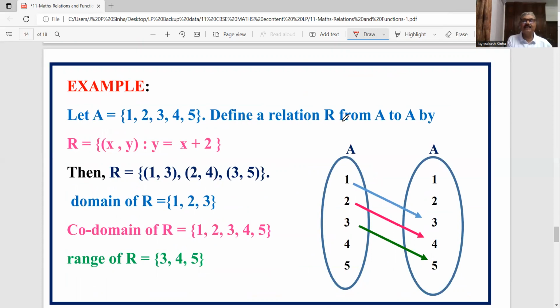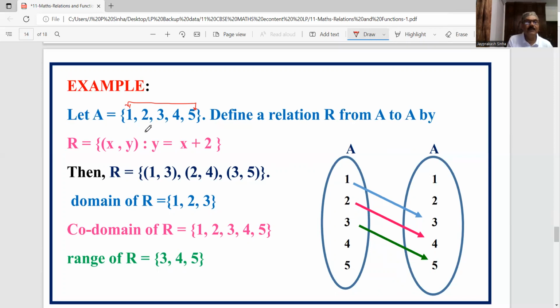Define a relation R from A to A by R is equal to {(x, y) such that y equal to x plus 2}. R is a relation where x is the element of set A, y is the element of set B, and there is a relation from A to B like this, y is equal to x plus 2. It means you can take x as 1 to 5.